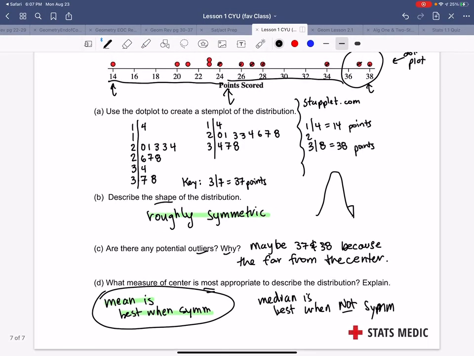And so it says you have to explain. I picked one, and so I have to explain. What is the best measure of center? Mean, and we always repeat the question as well. So what does the question say? What is the measure most appropriate? Mean is most appropriate to describe, I'm just repeating the question, the distribution because the data is symmetrical, is roughly symmetrical.